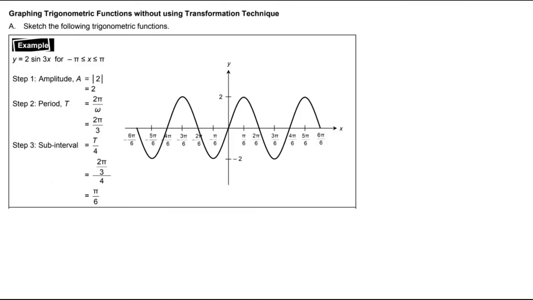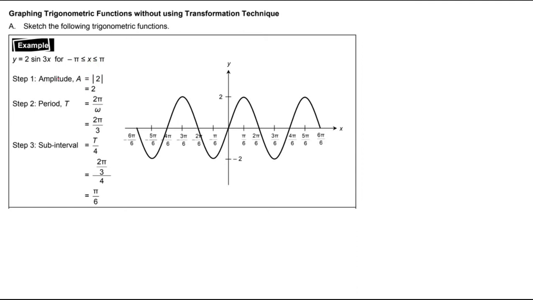Graphing trigonometric function without using transformation technique. This one is from your homework. Okay, let's take a look at the example first. Given y equal 2 sine 3x, for negative pi less equal x less equal pi.